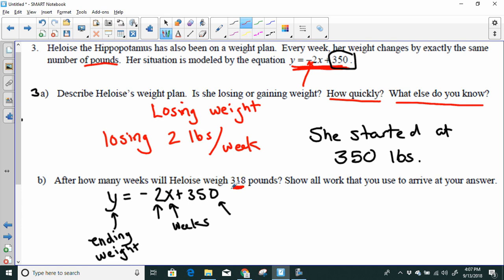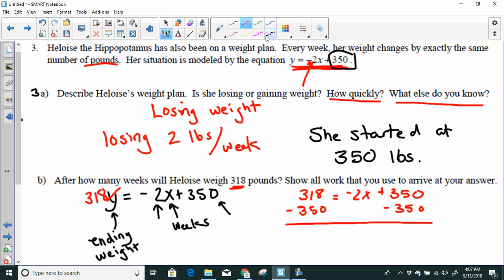So if you wanted to do this using an equation, you could say, well, we know her ending weight needs to be 318 pounds. So I would scratch out that y and put in 318. And we could just solve an equation. 318 equals -2x plus 350. We can subtract 350 from each side, minus 350.